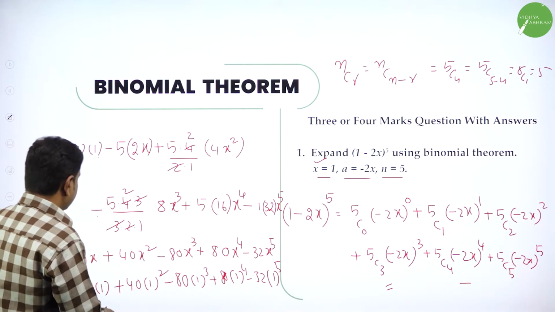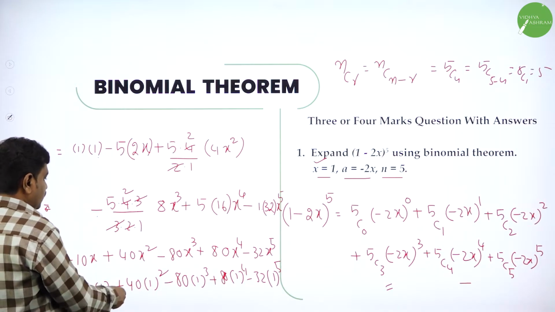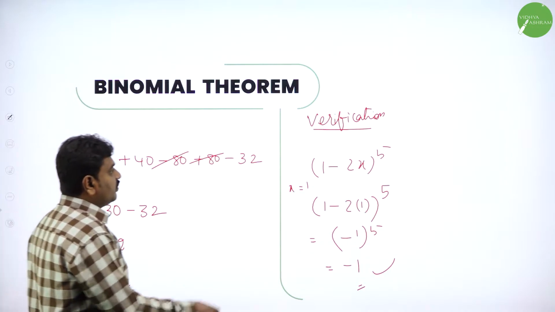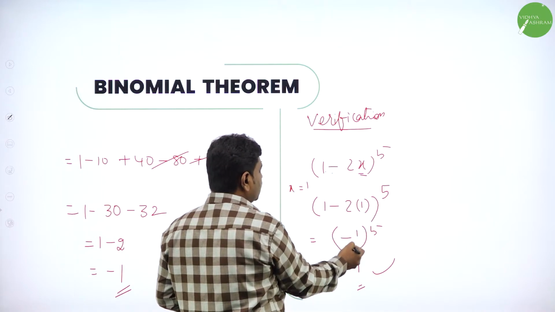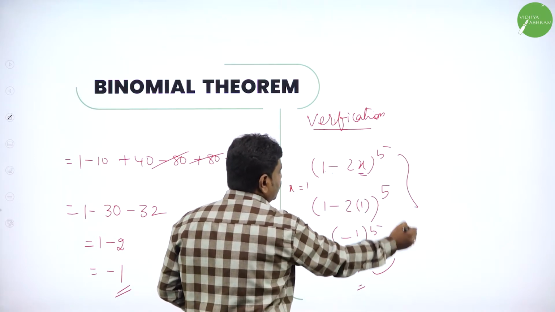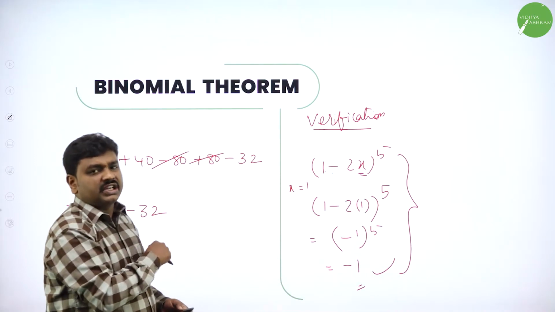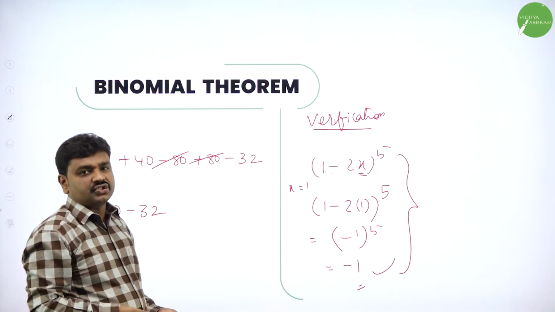After you simplify, they have told the x value. Substitute the x value. You will get the answer as minus 1. You verify. This is the given question: 1 minus 2x power 5. In the place of x you put 1. So in one step you will get the answer, but using the binomial theorem also you are getting the same. I hope all of you understood.